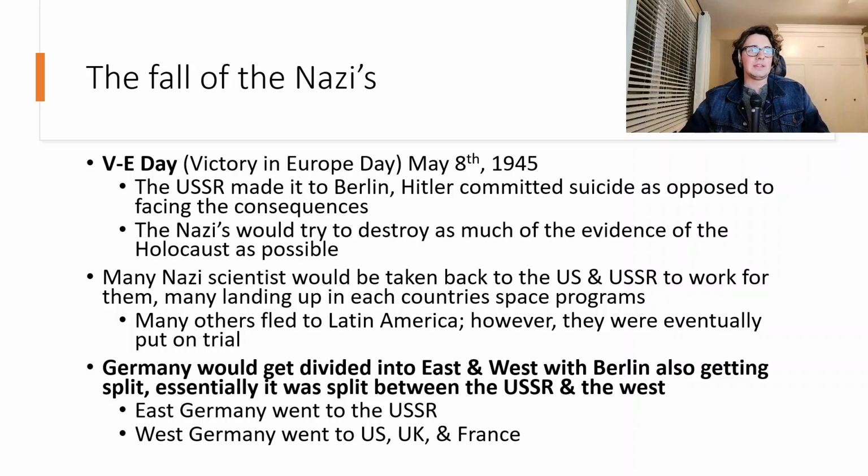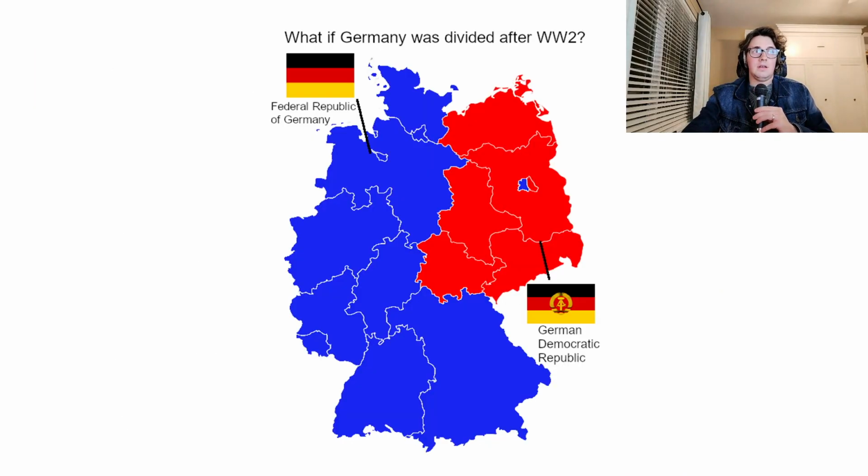It gets divided between the USSR and the West. East Germany is going to go to the USSR, and then the US, the UK, and France get West Germany. Basically, after this, Germany is going to get divided into two halves, a capitalist democratic side and then a communist totalitarian side. And you can see that here. Over on the far side, we have the Russian side, and over on the blue side, we have the Allied powers, the democratic powers, Great Britain, France, and the United States.